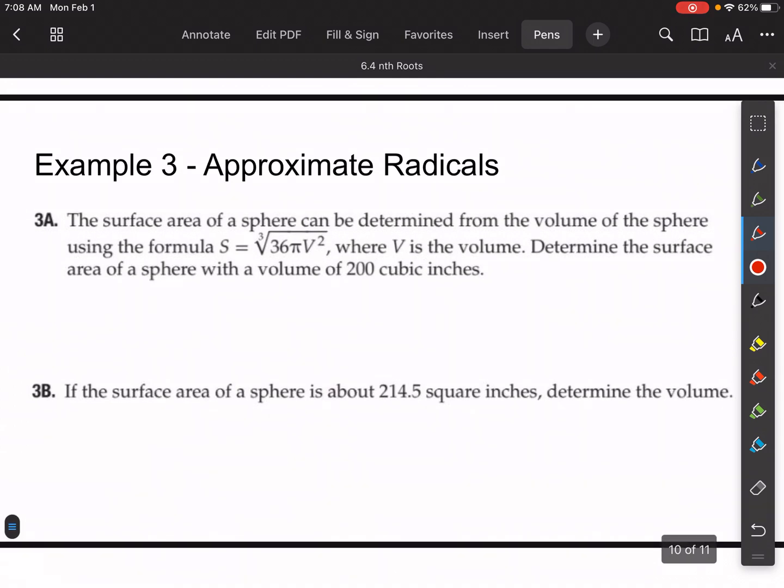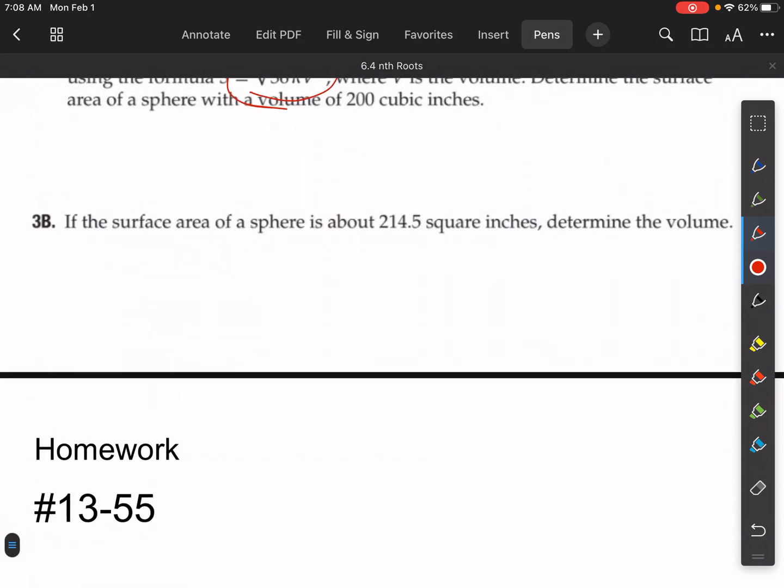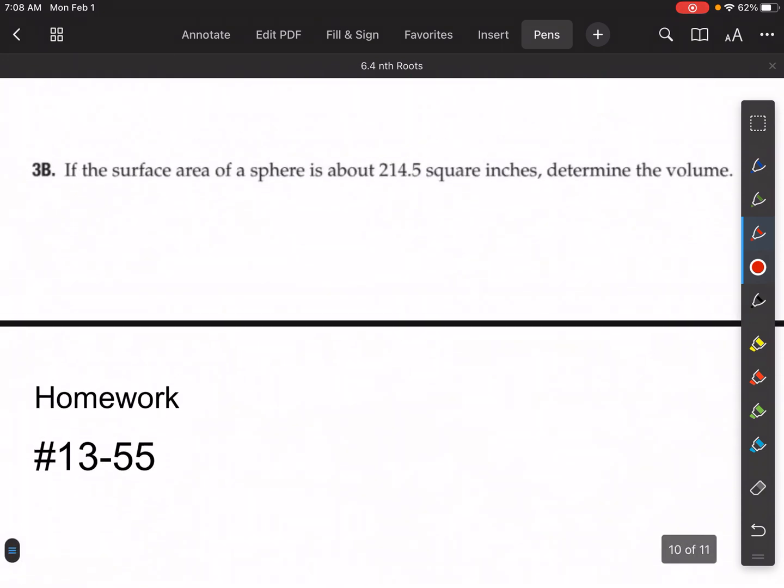Example 3 says approximate radicals. So it says the surface area of a sphere. I'm not going to go through all of this right now, but essentially they want you to be able to type this into a calculator, right? So you would just type that into a calculator, and that's all you have to do for this one. I'm not going to take the time to do that here. I'm going to just let you do your homework.